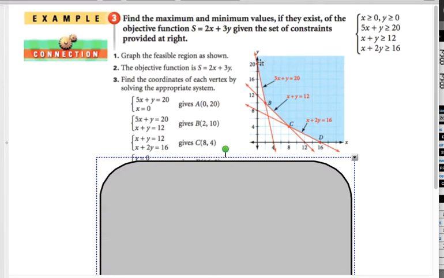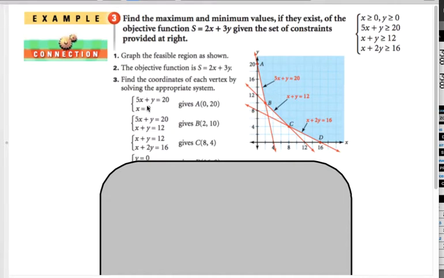You're going to graph each one of these constraints, and you're going to get this window. So then you're going to need to find each spot where these points intersect. So when we go to find these values, in order to do this, we're basically going to have to find where x equals 0 intersects this 5x plus y equals 20.